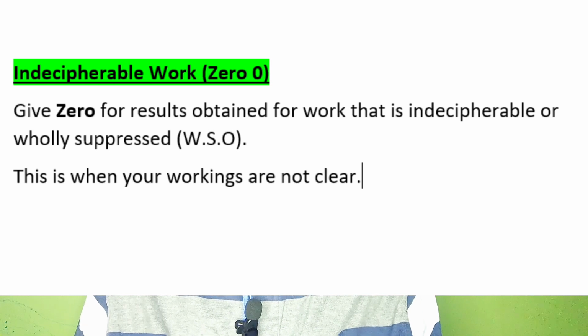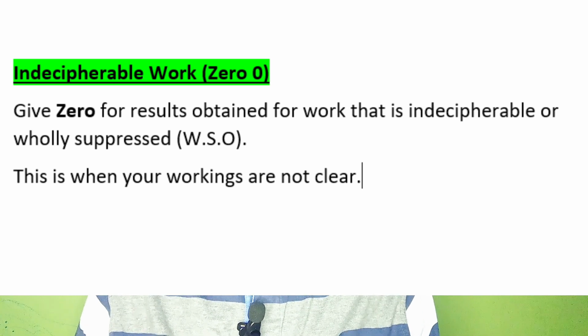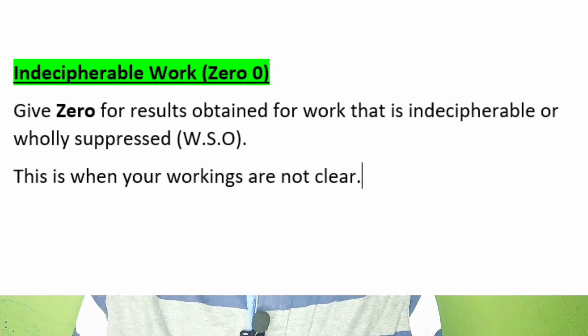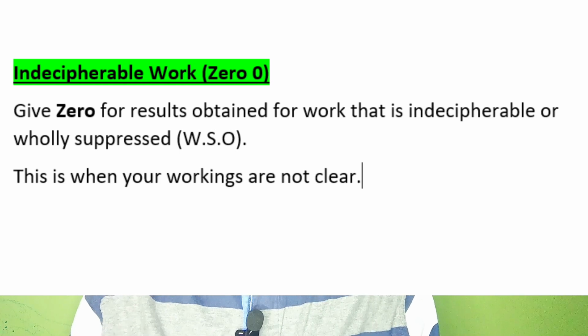Indecipherable work attracts 0. No mark for that at all. Give 0 for results obtained for work that is indecipherable or willingly suppressed. This is when your workings are not clear. When your workings are not clear enough, with a lot of mistakes and bad handwriting, where you want to write Z and you write it like 2, it means 0 for that.